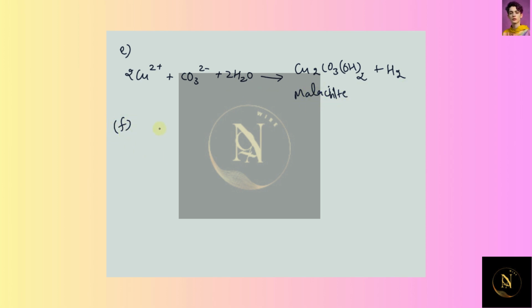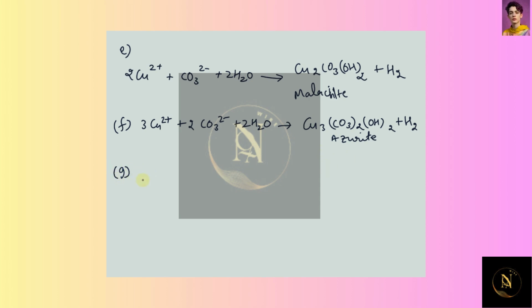Now in reaction F, we have to carry out the reaction of 3 moles of cuprous and 2 moles of carbonate ions along with 2 moles of water, and we have to form azurite. Now, the formula of azurite is Cu3(CO3)2 dihydroxide. Now this will be formed, and the second product that will be formed will be hydrogen gas. So this will be the balanced equation.